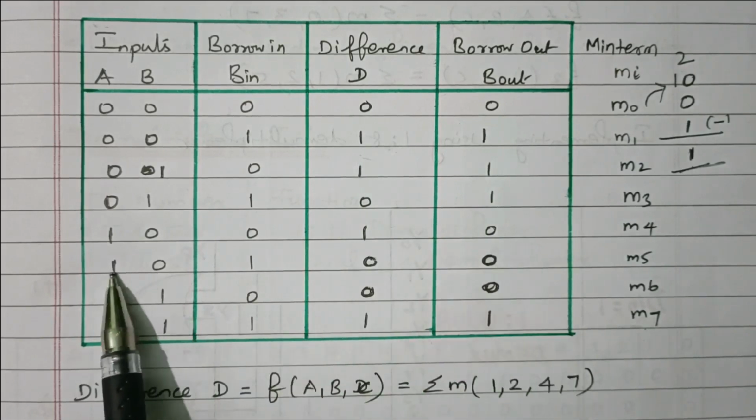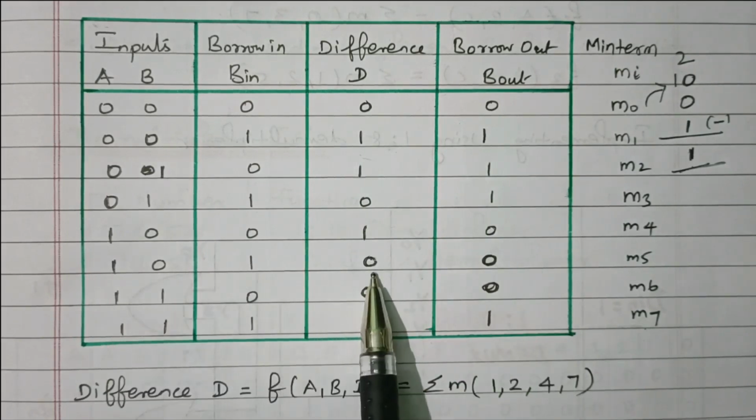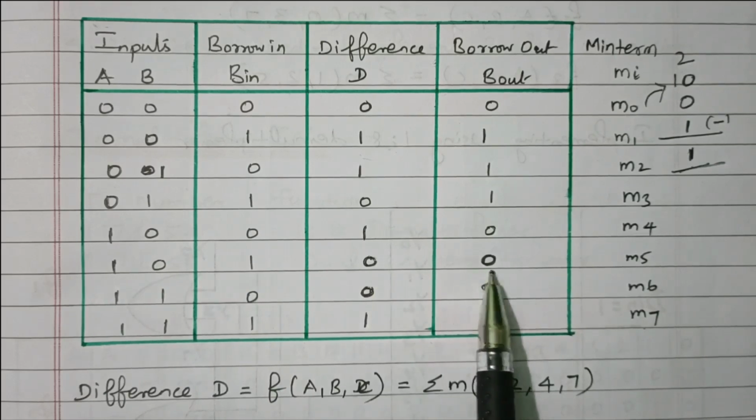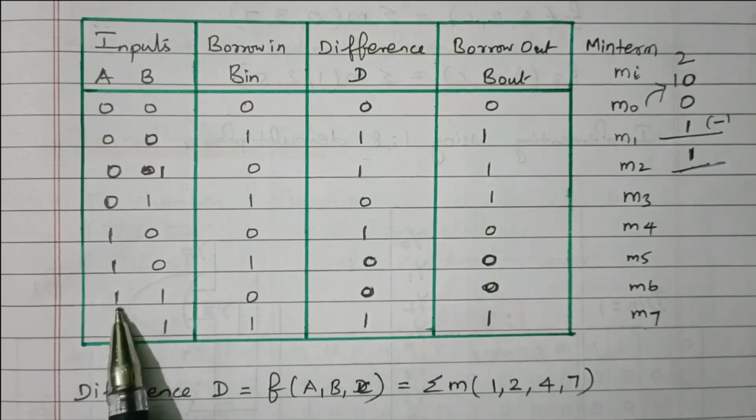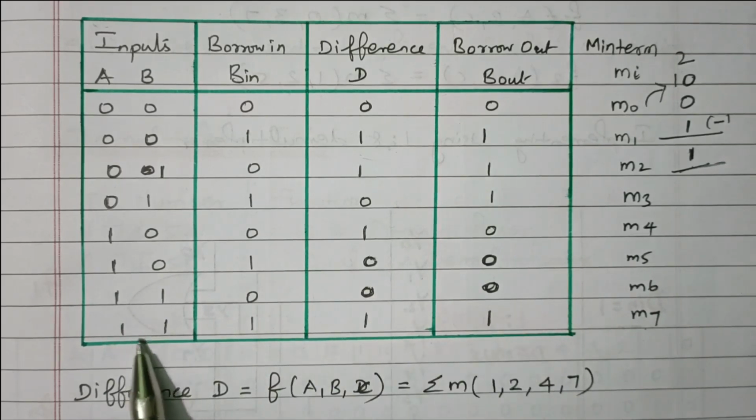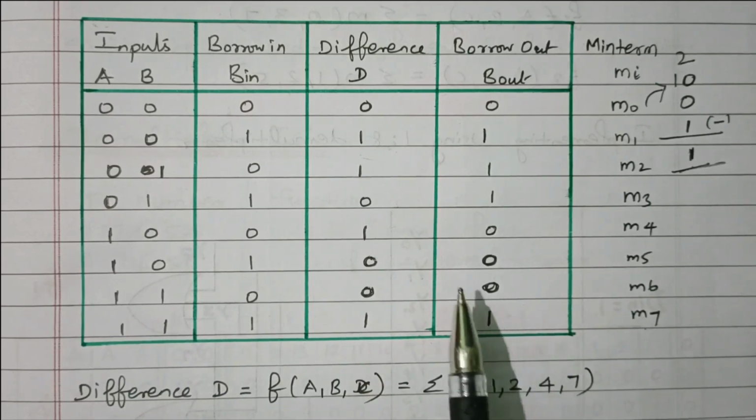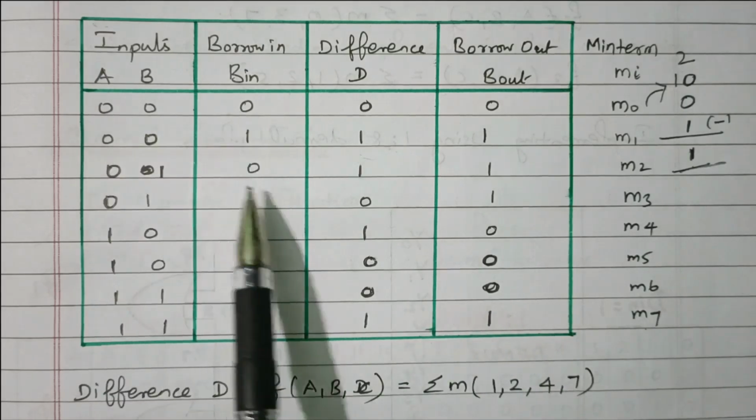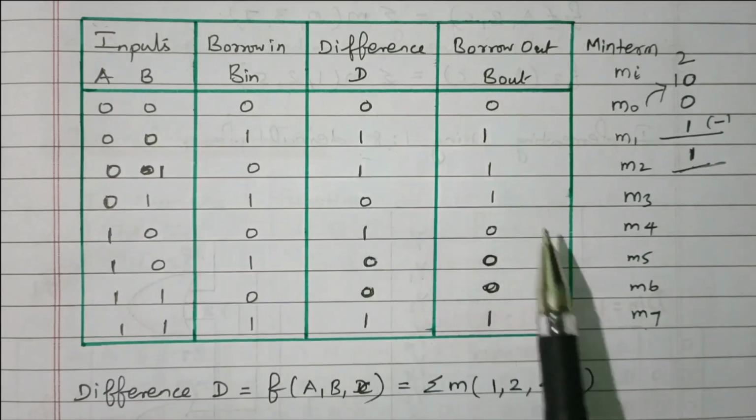Here 1 minus 0, again 1 minus 1. 1 minus 1 means difference is 0 and borrow is also 0. Here also 1 minus 1, difference is 0, borrow is 0. Here 1 minus 1, both are 0. But 0 minus 1 becomes 1, 1. 0 minus 1 means difference 1, borrow 1. Right. So now we have completed the truth table. A, B, borrow in are 3 inputs, and difference and borrow are 2 outputs.